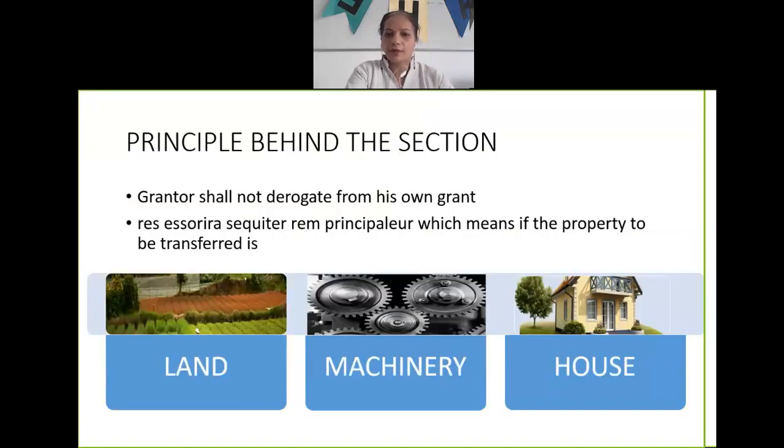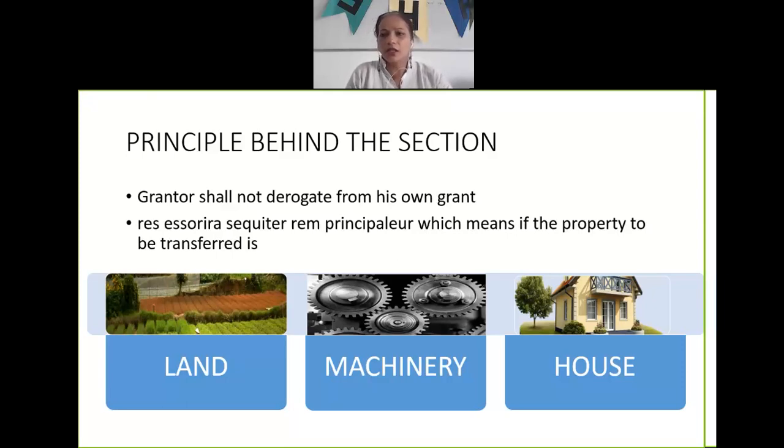Now, what is the principle behind this section? The principle is that the grantor shall not derogate from his own grant. Once a person has granted the thing, in whatever form, maybe a sale, a mortgage, a lease, or a gift, and has transferred the property to another person, he should not transfer in such a way that it becomes a derogation of his own grant.